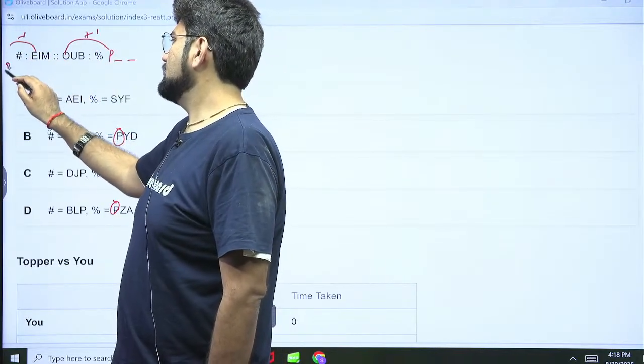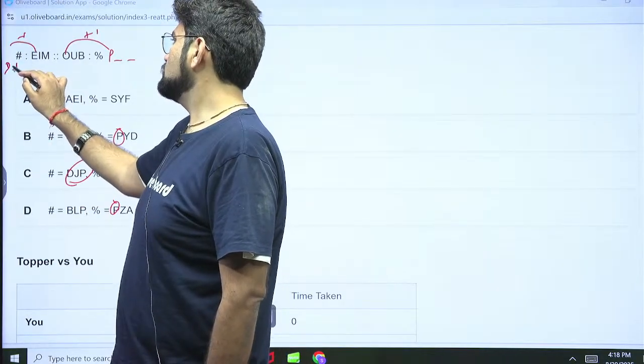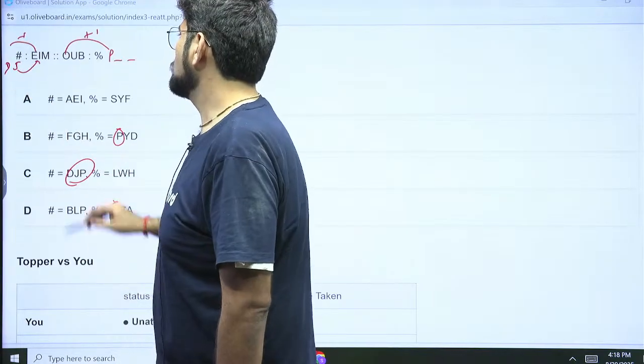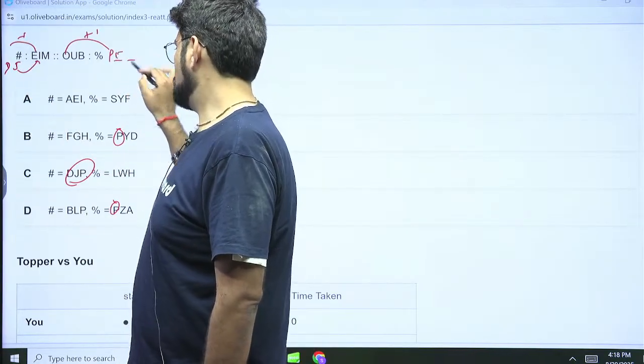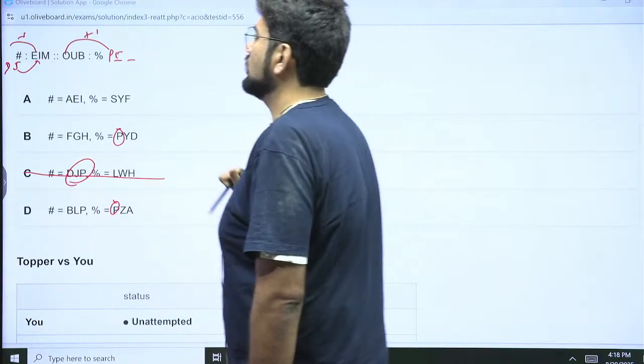Is anything starting with D? We have this one. Check with DJP now. DJ. So J and I, 10 minus 1. So 21 is T. PT? No. So this is not it. This is not it. Okay, what else now?